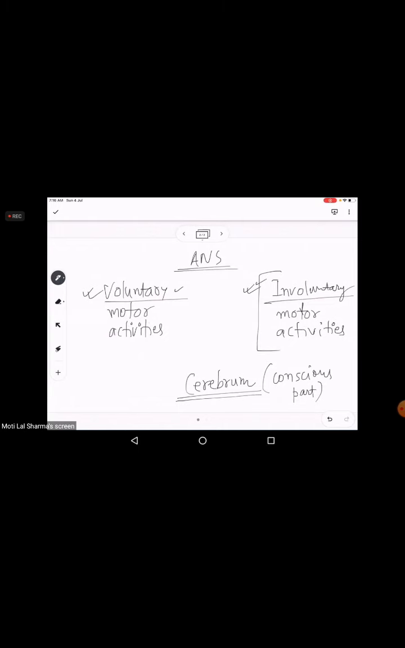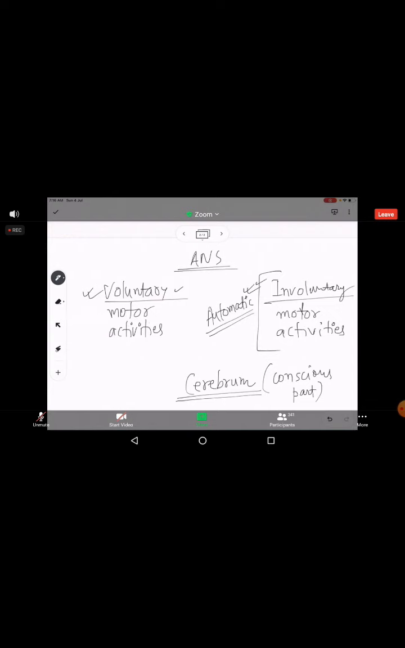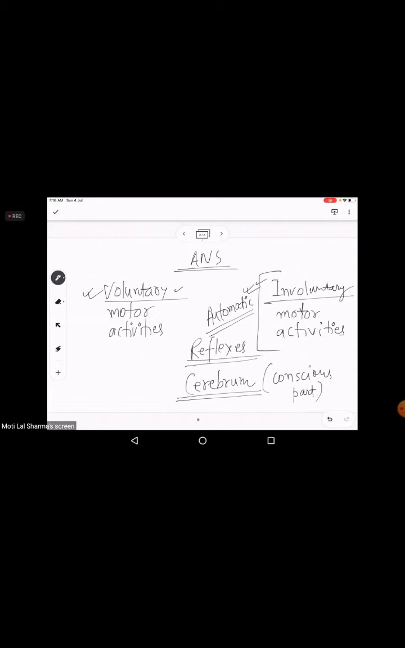Involuntary motor activities means, since your brain's conscious part is not involved in doing those activities, you can say in your language, they are automatic motor activities. You have studied about reflexes, reflex actions. Whenever you perform reflex actions, your cerebrum is not involved. That means all your reflexes are involuntary activities, because when you perform reflexes, your cerebrum is not involved.